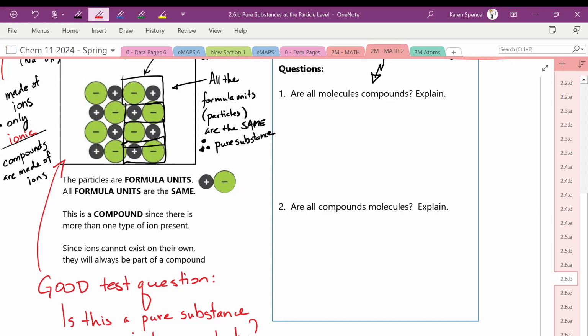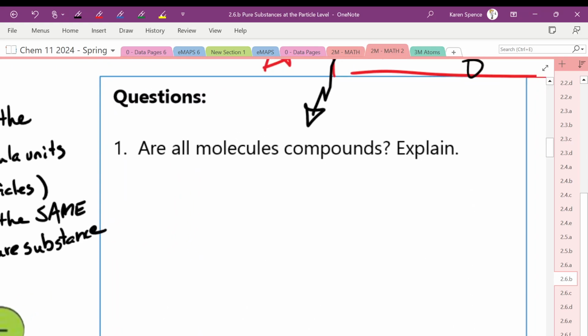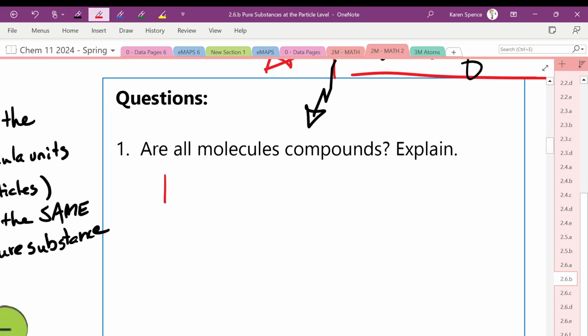Okay, so are all molecules compounds? You're going to vote yes, they are, thumbs up. No, they are not, thumbs down. Or I don't know yet, thumbs in the middle. All molecules are compounds. Okay, I got some thumbs down. I got some thumbs in the middle. All right. So, in fact, they are not. And if they are not, why not?